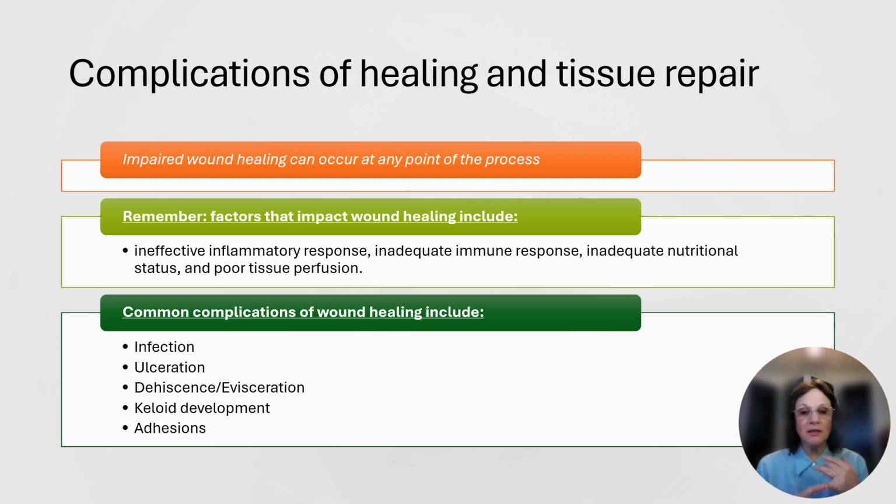These include things like ineffective inflammatory response, inadequate immune response, not getting the right nutrition, and poor tissue perfusion. So we can end up having issues or complications of wound healing like infection, ulceration, dehiscence, evisceration, development of keloids, or development of adhesions.